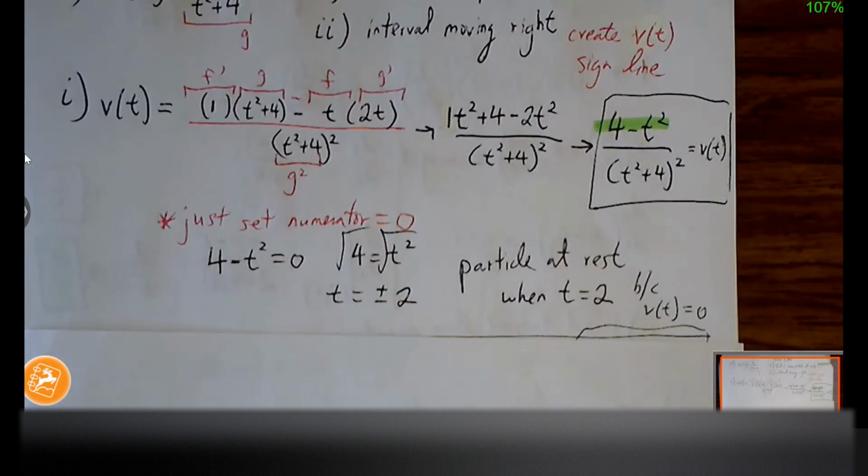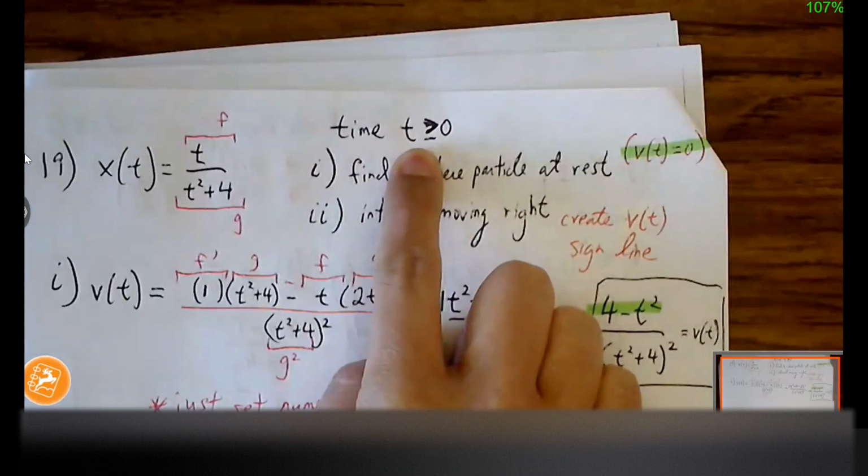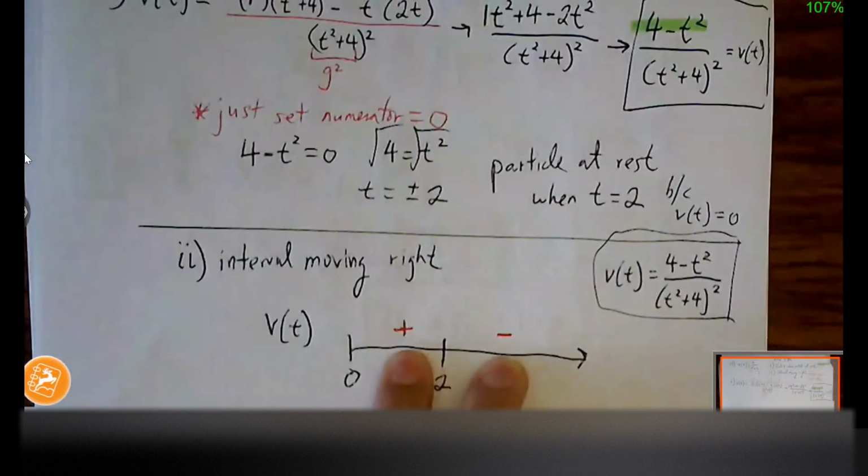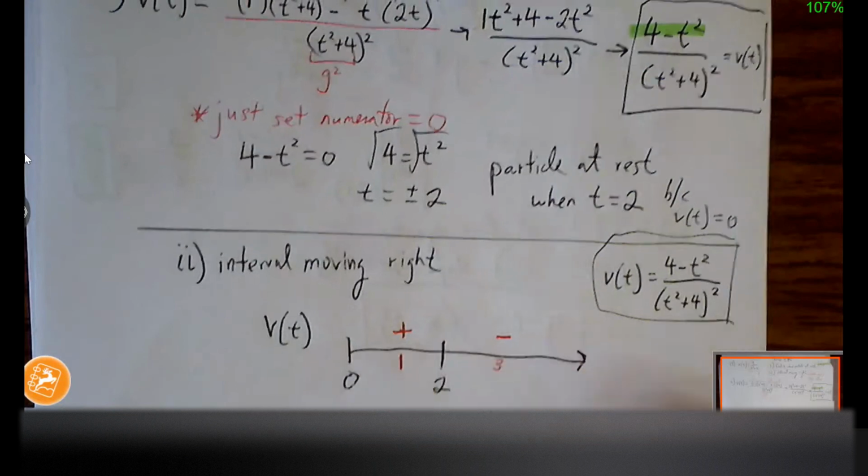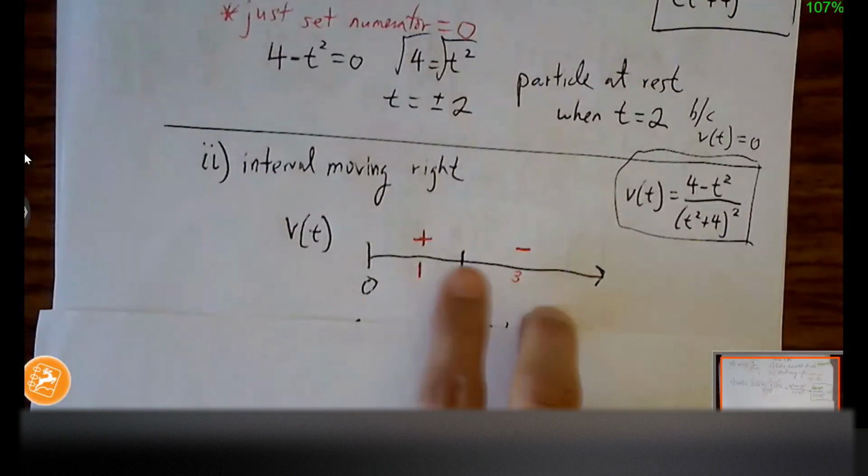And I'm going to extend the problem by asking when is the particle moving to the right. So let's create our velocity sign line. There's only one critical point at 2 because that's when velocity is 0. But we're going to put another number onto the sign line. Do you know what that number is? 0, yeah, because that's the starting point that's provided for us at the beginning. So we'll do 0 and 2.